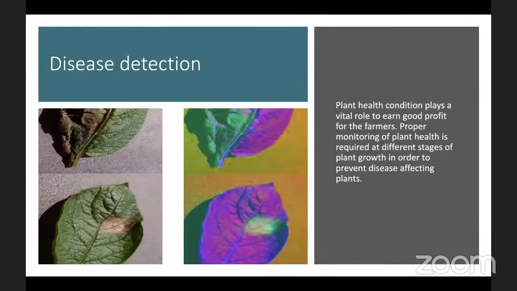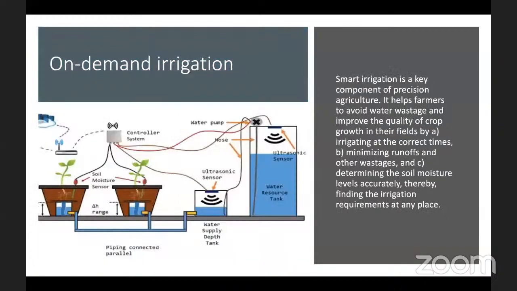After that, if I say disease detection is also possible, that would not be false if I say that. You can just monitor your crop leaves, or maybe the stems, or maybe something other, and you can monitor if any disease is there using computer vision. Again, you can make use of different types of camera sensors. And after detecting a disease, you can also work on how it can be resolved if you know the disease. You may go for on-demand irrigation.